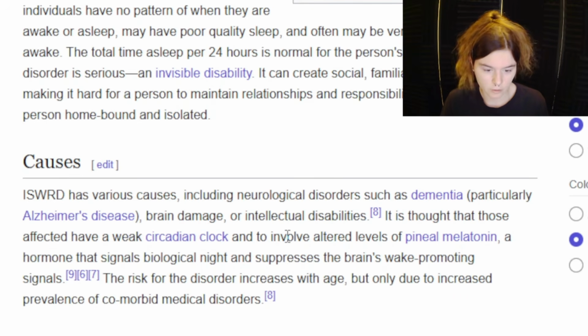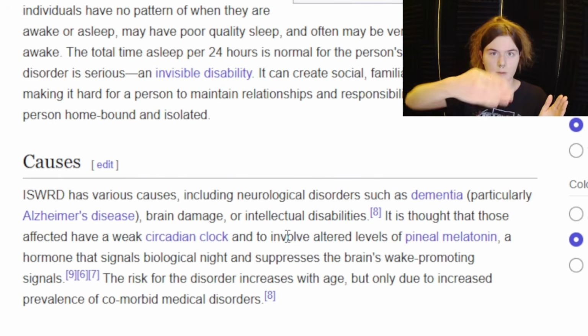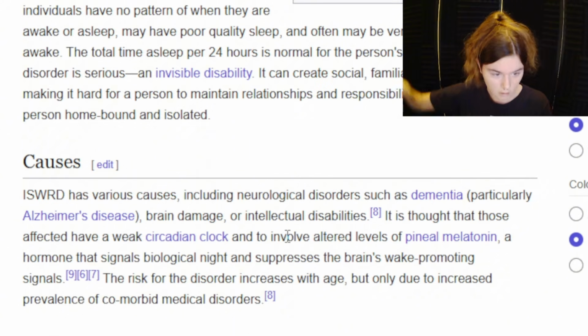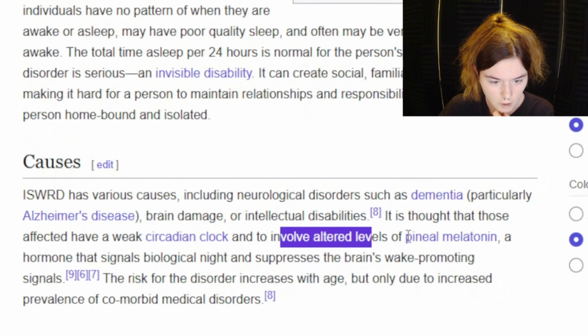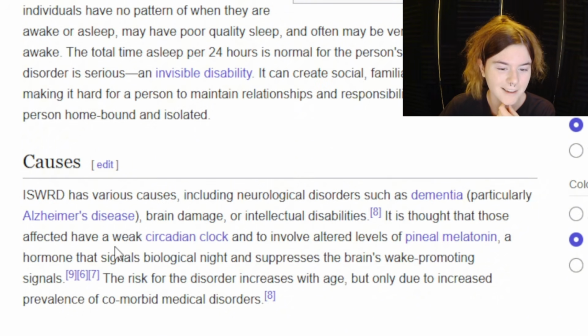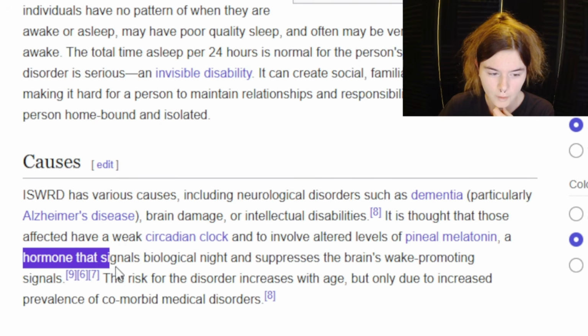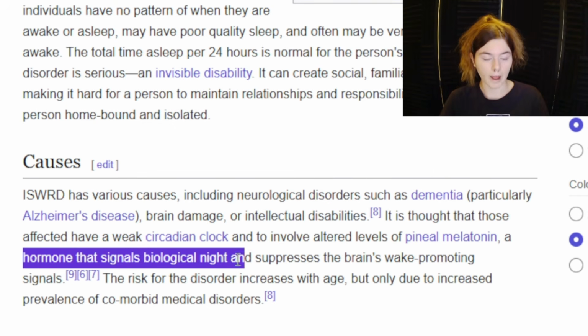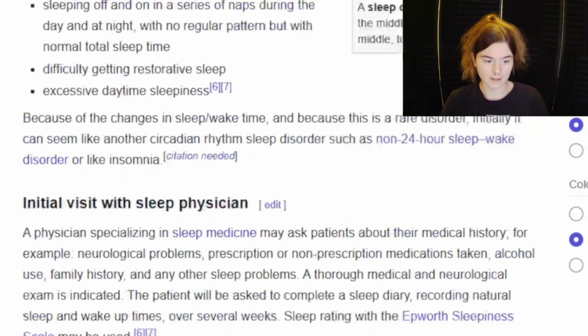There's something about your circadian rhythm being off, because the circadian rhythm is the process in your brain that keeps you waking and sleeping at the same time every day. And it involves altered levels of pineal melatonin, a hormone that signals biological night. Okay. Wow, this is so fascinating.